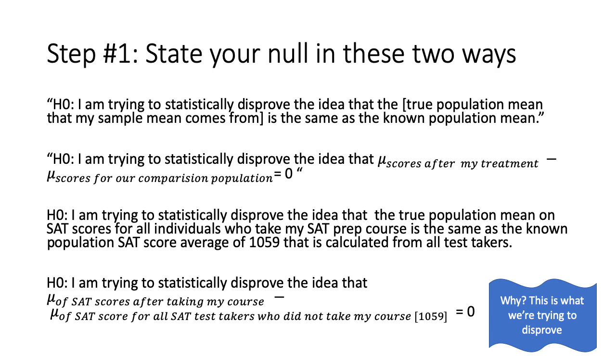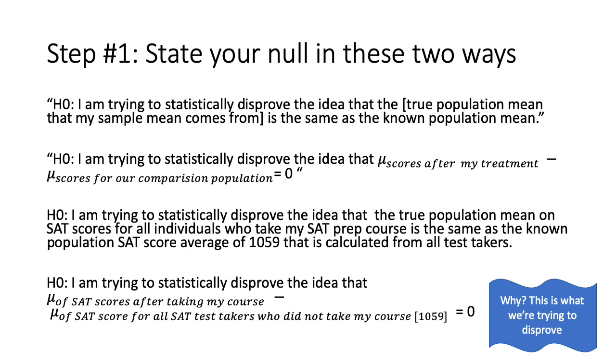I did not include 1059 in that null hypothesis directly. I threw it in there just so I can keep track of it, right? We know that's the known population mean, but ultimately what's important here is that I am suggesting that my mean difference is 0. I honestly don't care how you state it.